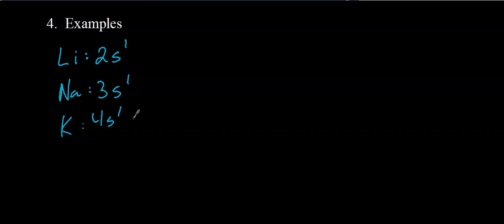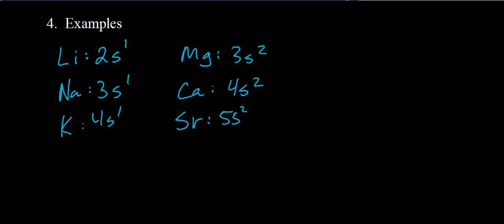6S1. So something we'll talk about later on is that elements in the same vertical column have the same number of valence electrons. We see that here. All those elements in the first vertical column have one valence electron. Let's try a couple more examples. Go ahead and pause the video and write the valence configurations for magnesium, calcium, and strontium. So hopefully you got these. Let's try some more. I'm going to walk you through a couple more here.